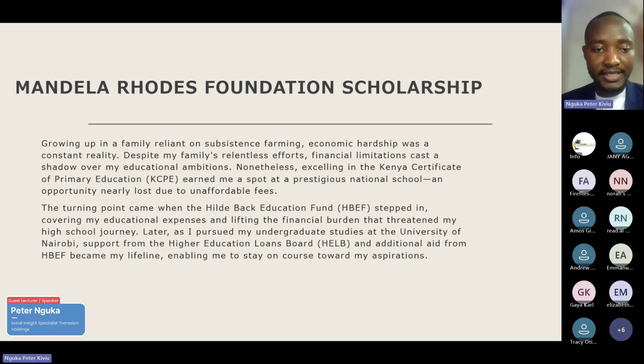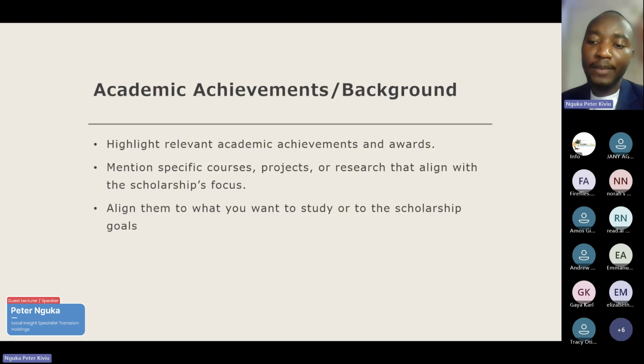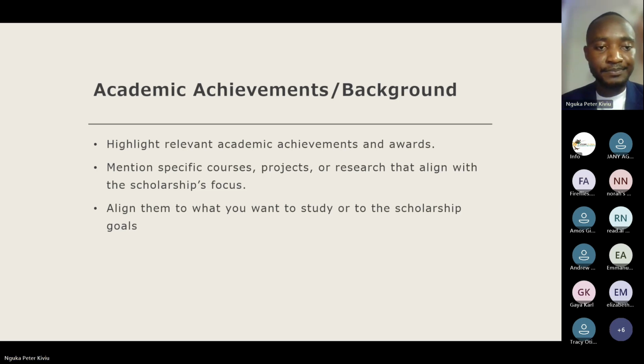Now we move to the second paragraph, where basically you'll be sharing about your academic achievements and your background. So here, what you do is you highlight the relevant academic achievements and awards. You can mention the specific courses, projects, or research that align with the scholarship focus. And you align them to what you want to study or the scholarship. So that's very, very important.